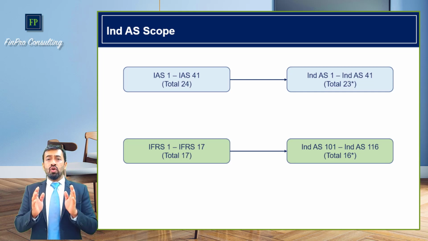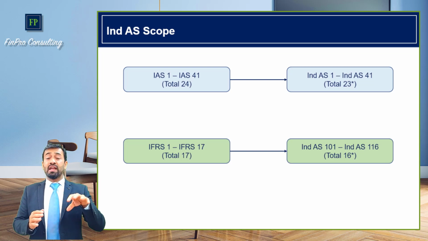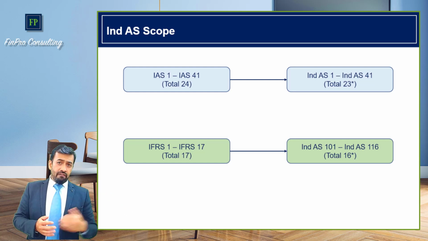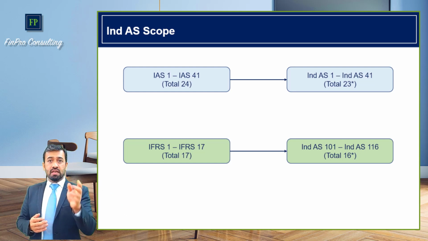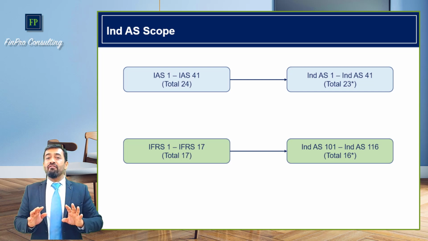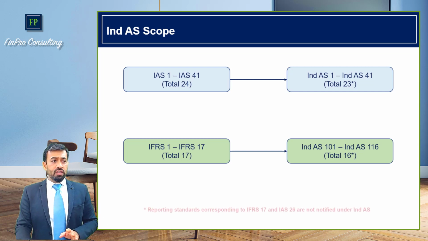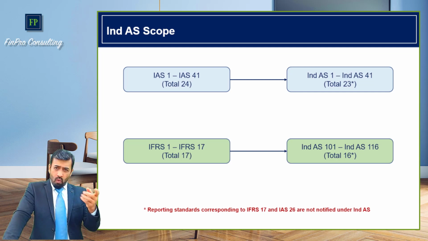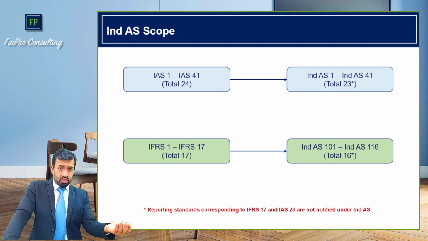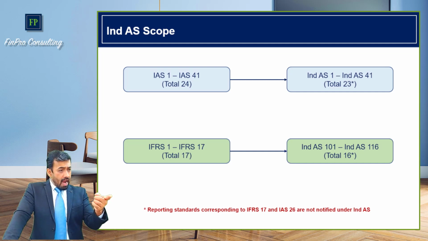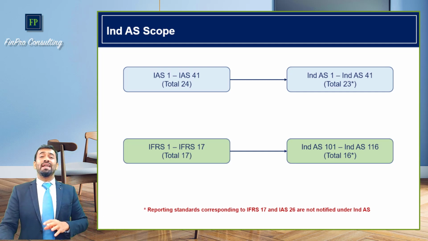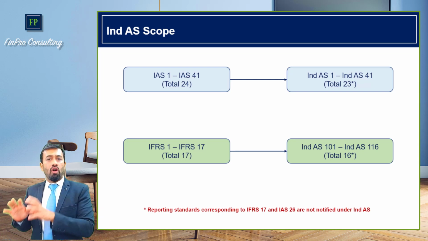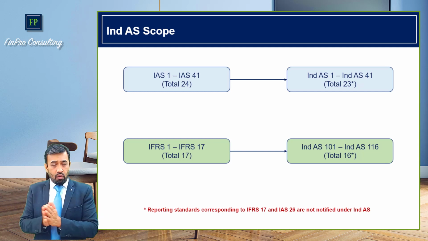So of the 41 standards in the IAS series, 23 standards are there, and under the IFRS series, Ind AS 101 to 116, one standard is not there. We have only 39 standards out of this 41. So which two standards have we not introduced? One is with respect to IFRS 17, and another is with respect to IAS 26, which is reporting by employee benefit plan, which is not there. We have not adopted that accounting standard.